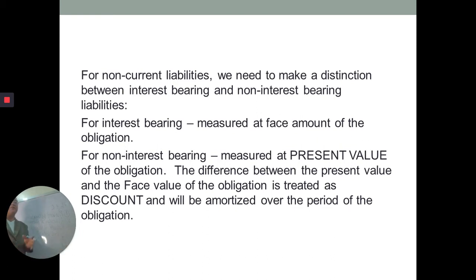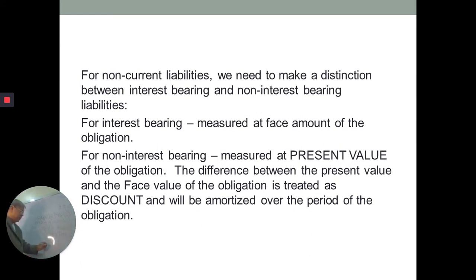But you have to remember that for non-current liabilities, there are two types. It could either be a non-interest bearing obligation, or number two, an interest-bearing obligation. When you speak of non-interest bearing, there's no explicit interest rate indicated in the promissory note, but it is already implicit or included in the principal amount of the obligation. When you speak of interest-bearing obligations or liabilities, these are liabilities that bear interest.